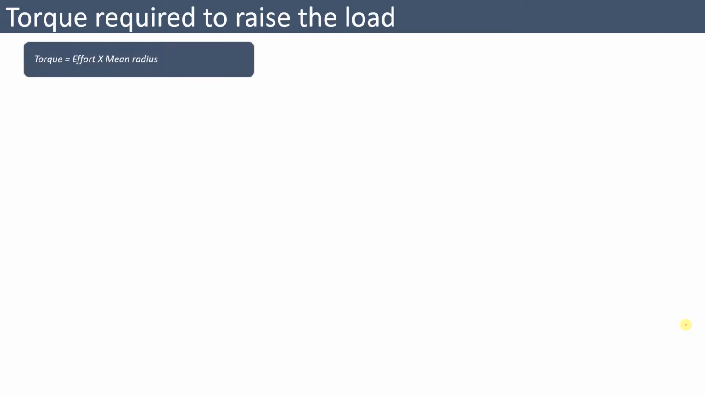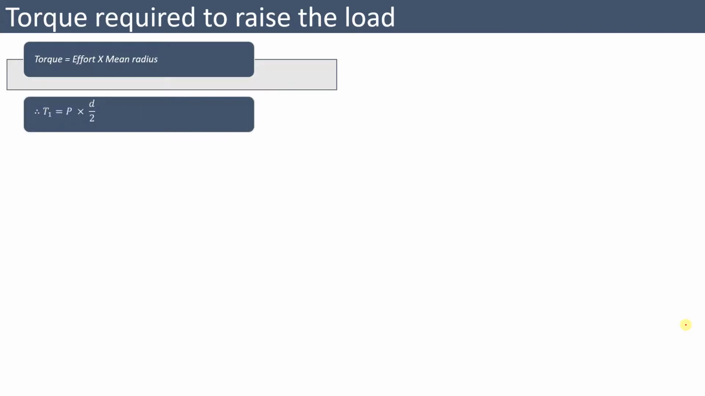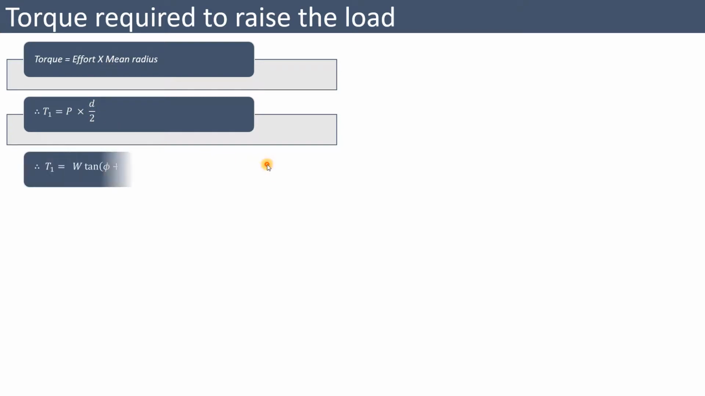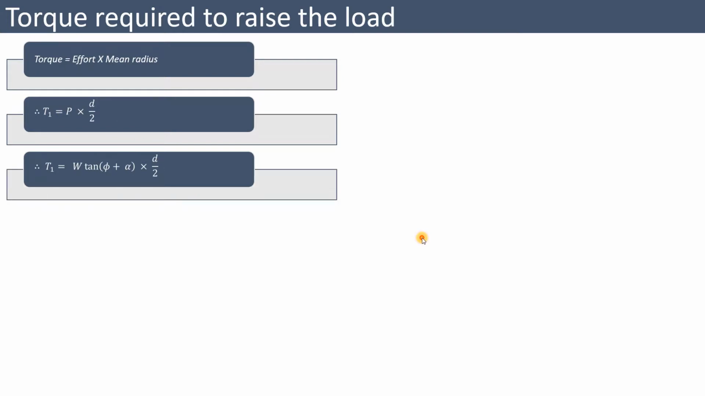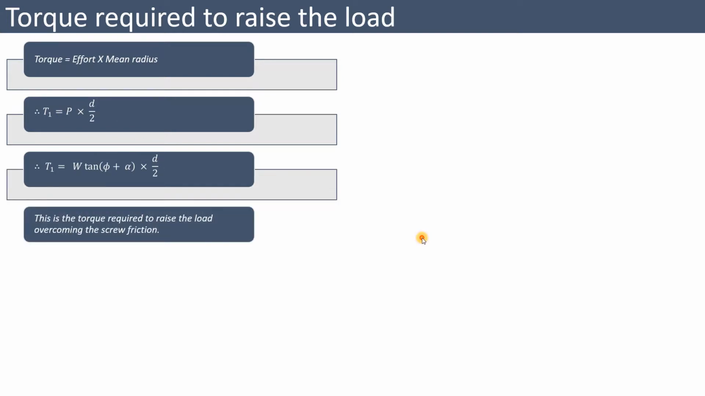Now we'll find out the torque required to raise the load. So just now we have derived the expression for the effort required to raise the load. Now torque is equal to force into radius. In this particular case, it will be effort into mean radius. So torque is equal to effort required to raise the load, which is P that just now we have derived, and radius is mean radius, mean screw diameter divided by 2. Now in place of P, we have to substitute W tan phi plus alpha into d by 2 as it is. So this is the torque required to raise the load overcoming the screw friction.